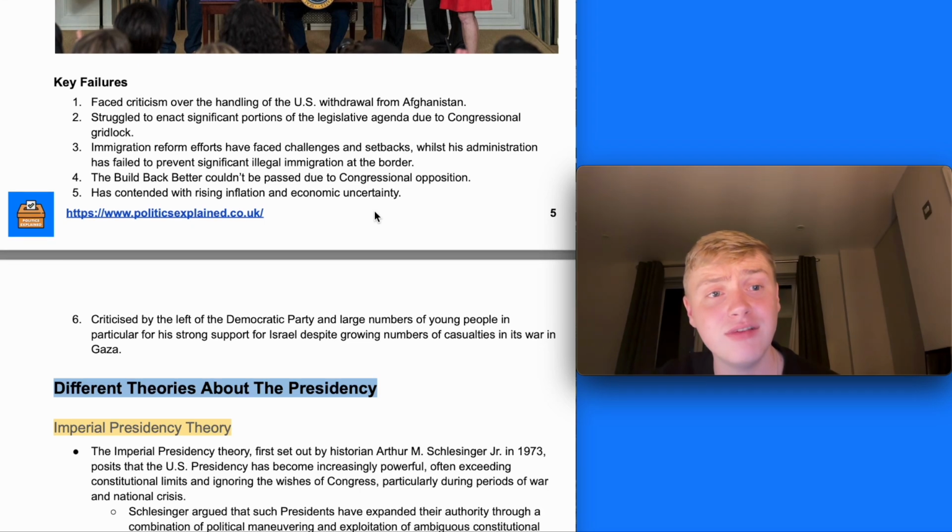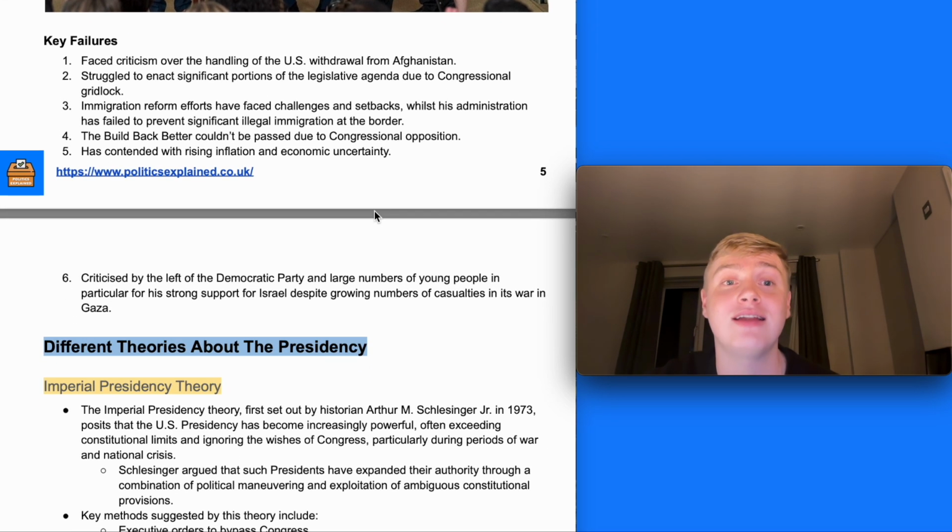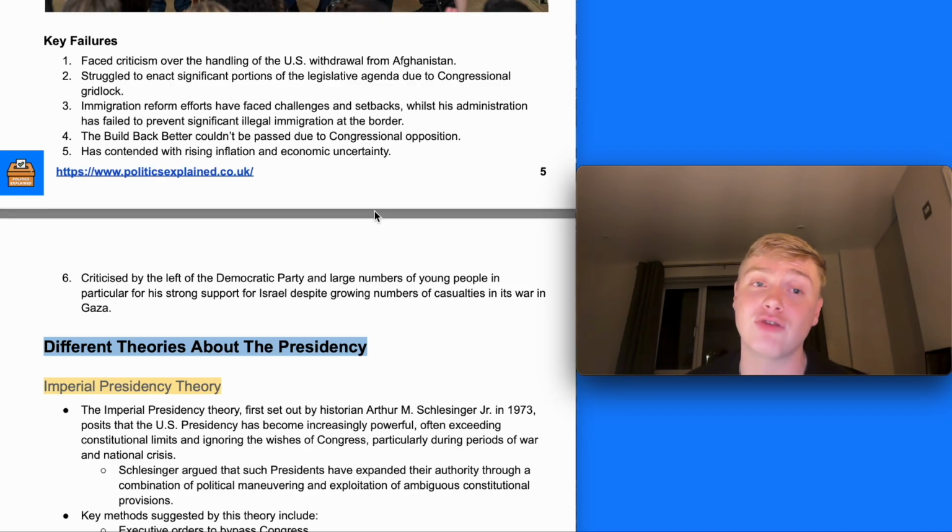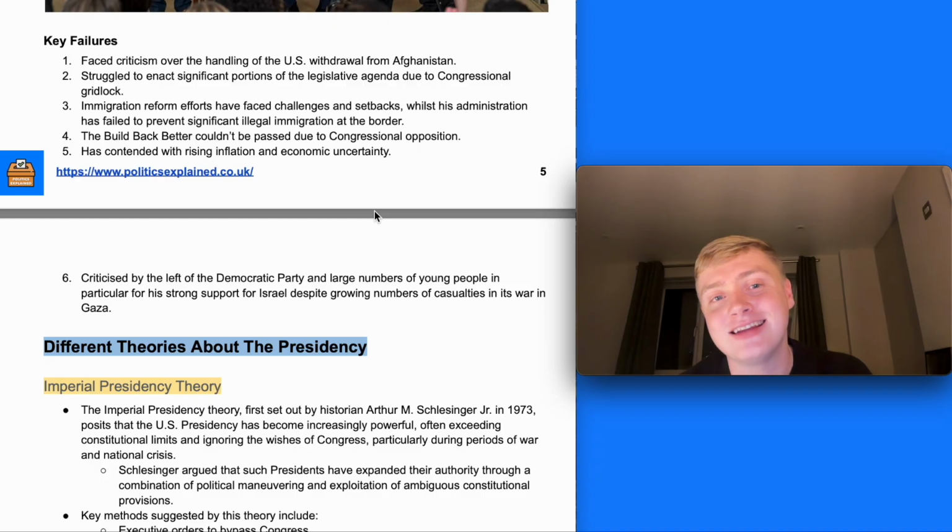In terms of key failures, he faced criticism over the US handling of the withdrawal from Afghanistan, which very quickly led to the Taliban regaining power. He struggled to enact significant portions of the legislative agenda due to congressional gridlock, including, for example, healthcare reform and criminal justice reform, as well as voting reform, which was blocked because of the filibuster in particular. Immigration reforms also faced significant challenges and setbacks.